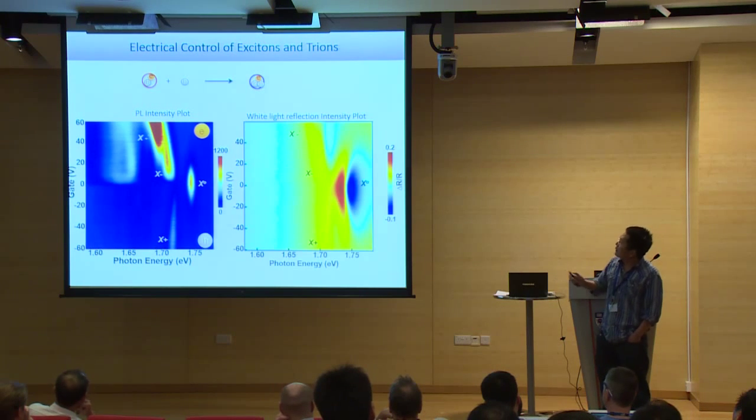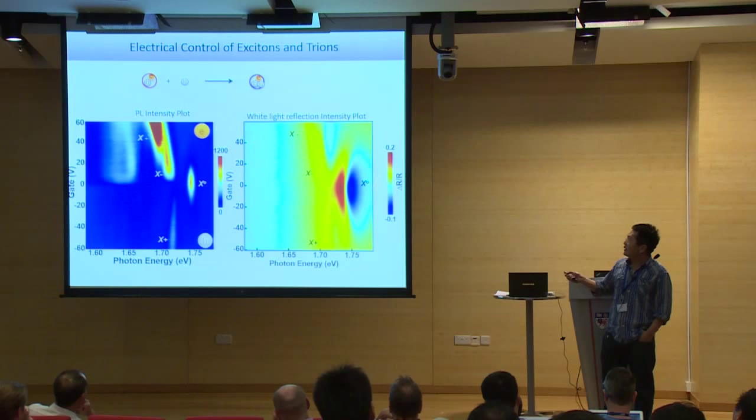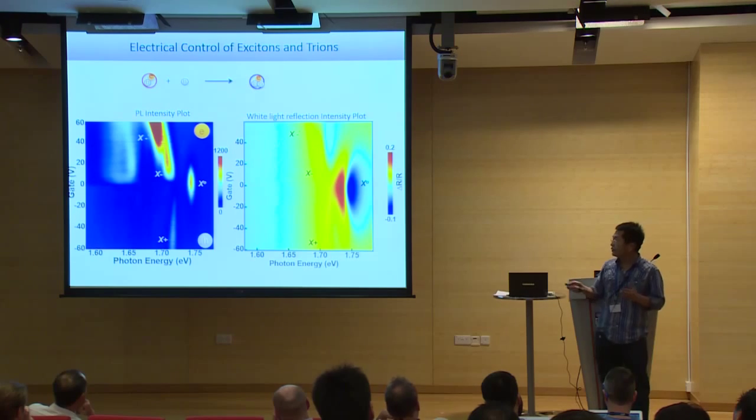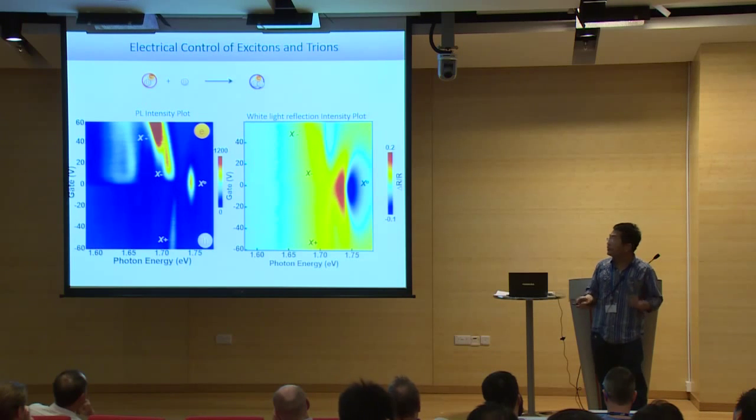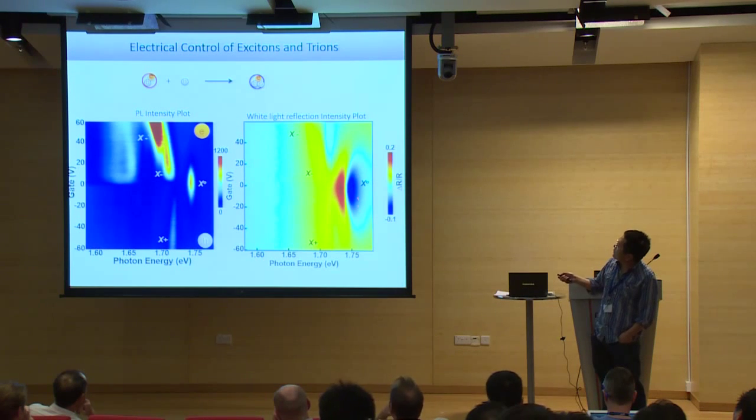We also did white light reflection measurements, which you can understand as absorption measurements, because we know in PL sometimes even if you see a state there, maybe it is not a real state. So by these reflection measurements, we compare these two maps.